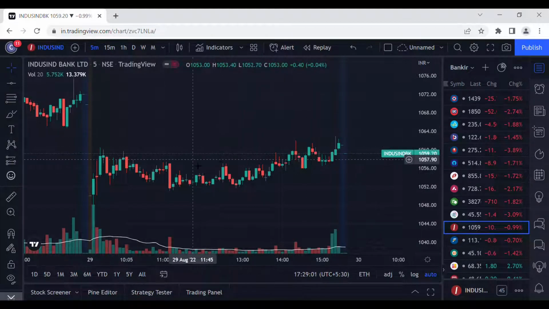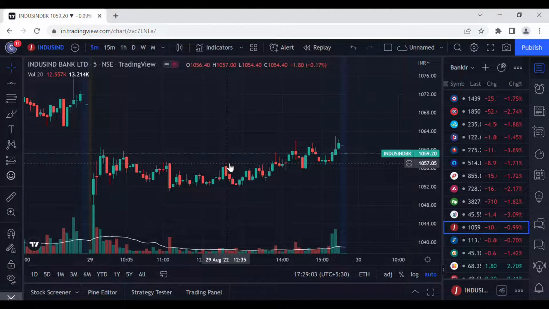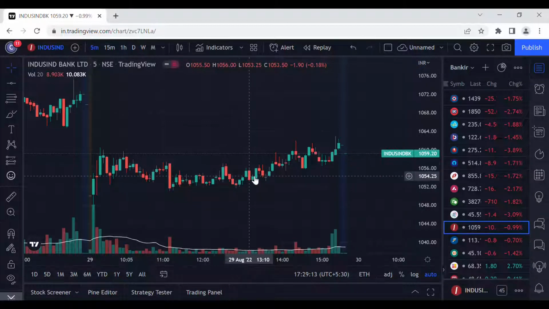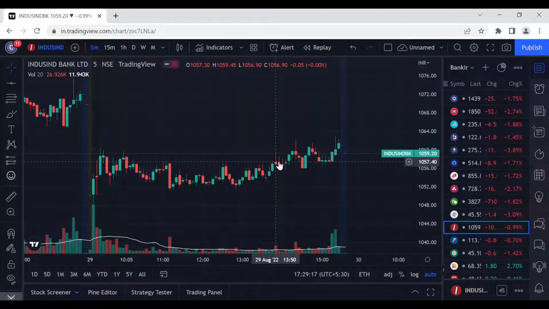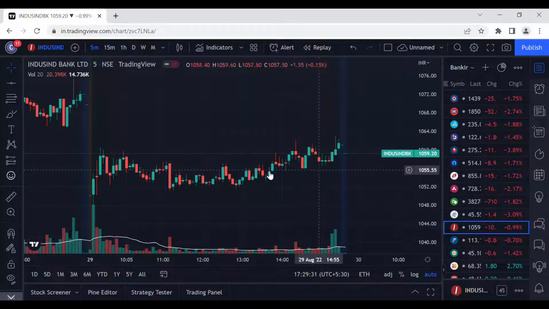So here also it hit my stop loss. My stop loss was at 1058 and it got triggered at 1:50. In this candle, my trade got triggered. So it hit my stop loss in this candle, that is the 1:50 candle. After that also you can see up down, up down, up down.